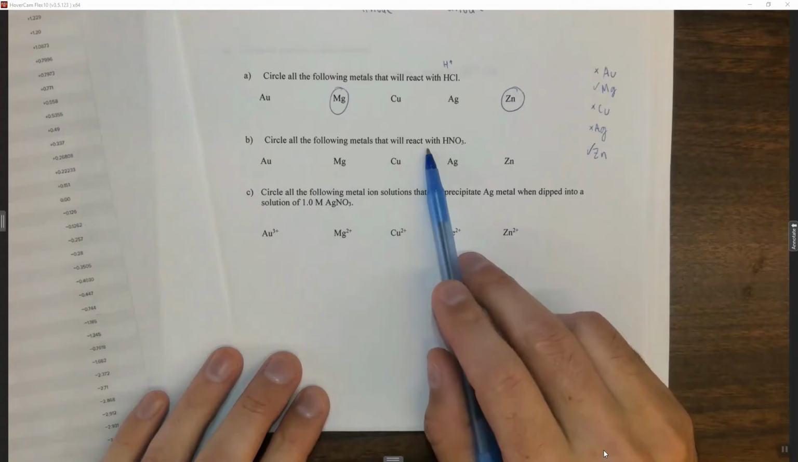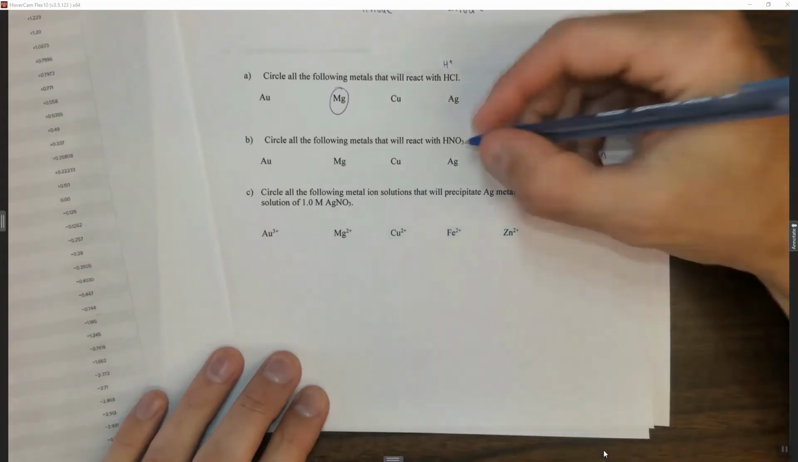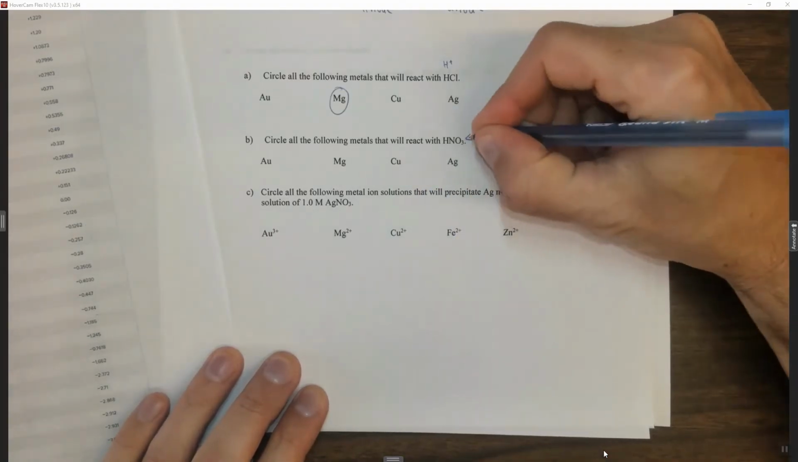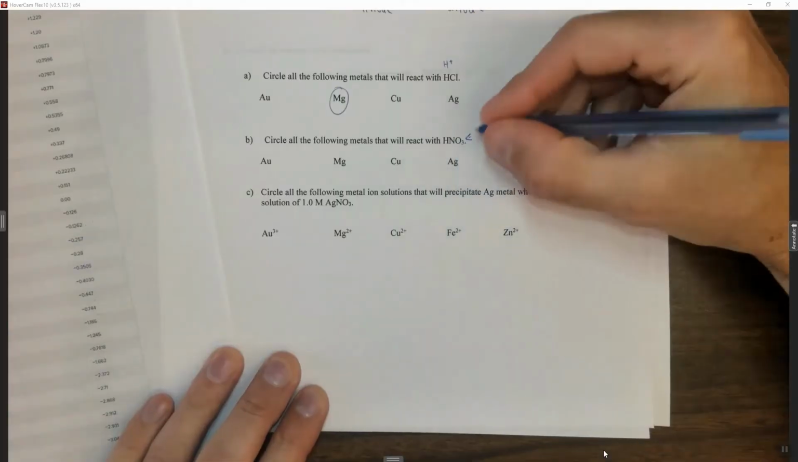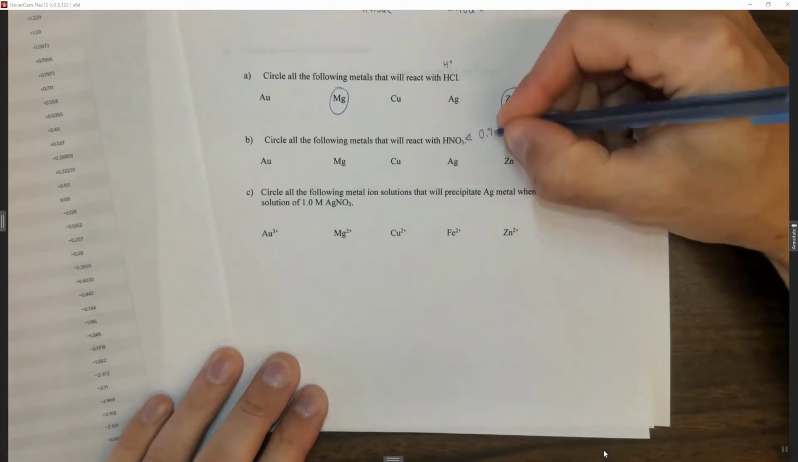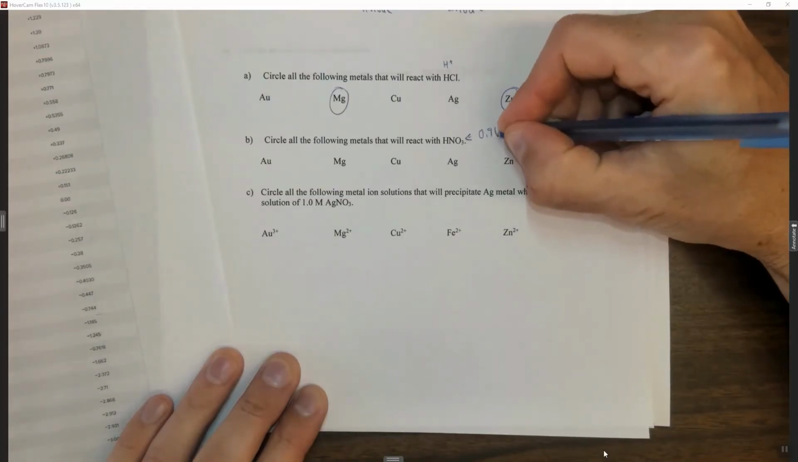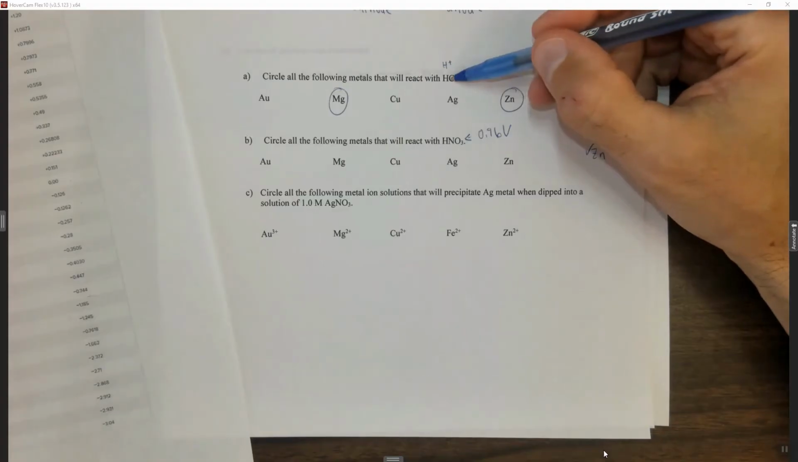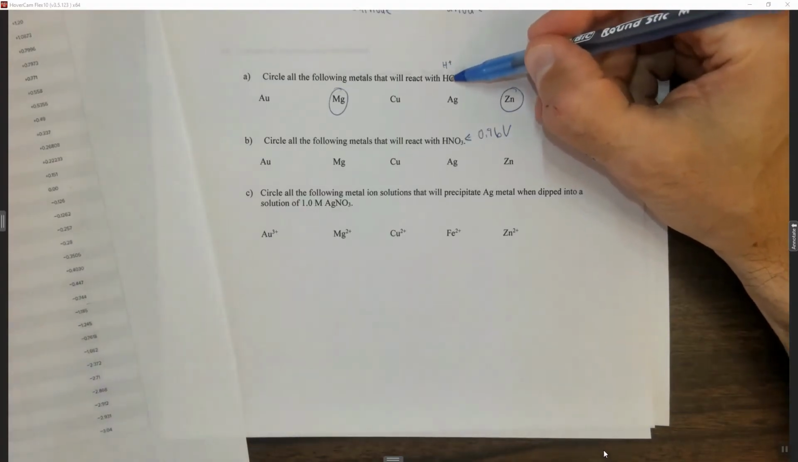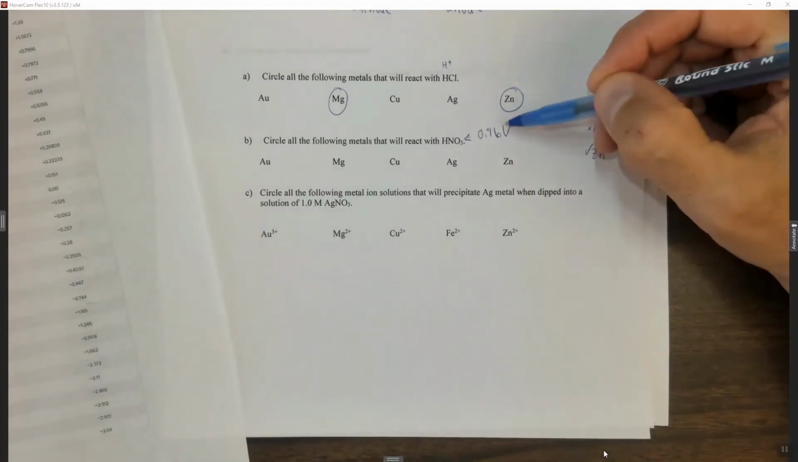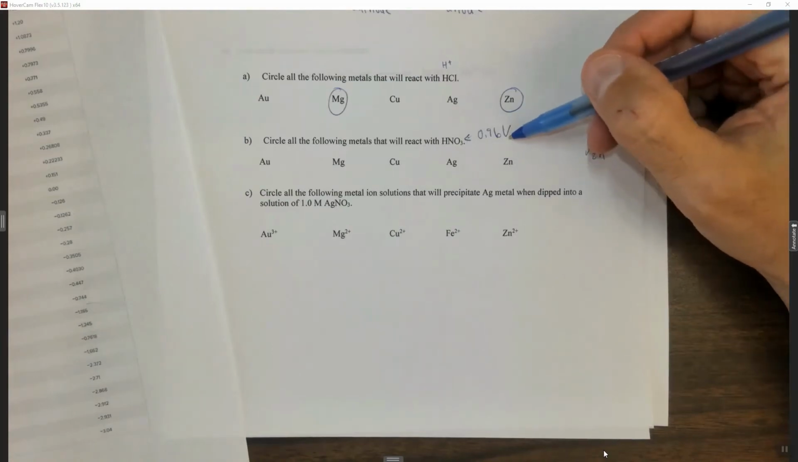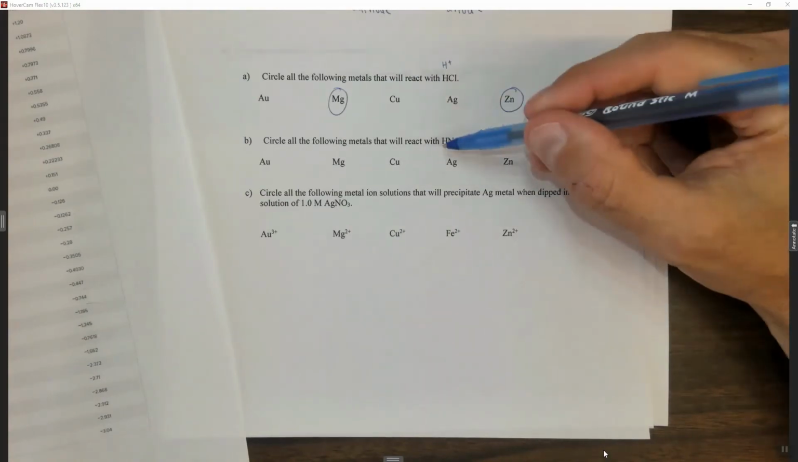All right, for B, this question is a little unfair for this particular example, but it says circle all the following that will react with HNO3. This is an oxidizing acid, and nitrate itself has an E of 0.96 volts. So if you remember, H plus is 0 volts, and nitrate is 0.96 volts. So anything less than 0.96 volts will react with HNO3.